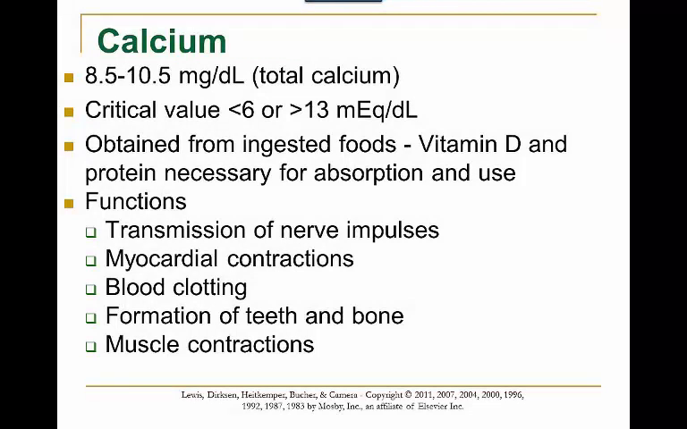So normal calcium level is 8.5 to 10.5. We generally do get a lot from our foods, and especially vitamin D. That's why our milk is vitamin D fortified. Calcium is primarily responsible for anything related to nerve impulses. You'll also see some myocardial, blood clotting, teeth and bone, and muscle contractions, but it really is kind of related to a contraction. When I think of calcium, I think contraction.